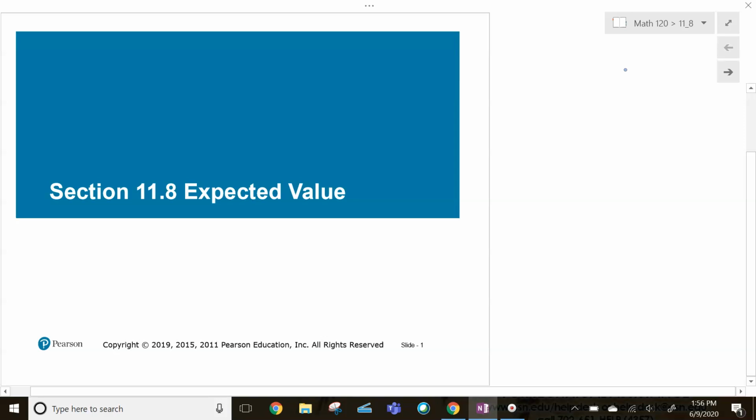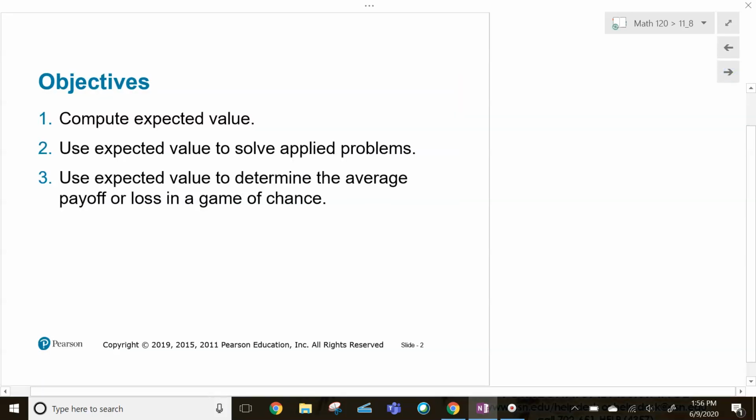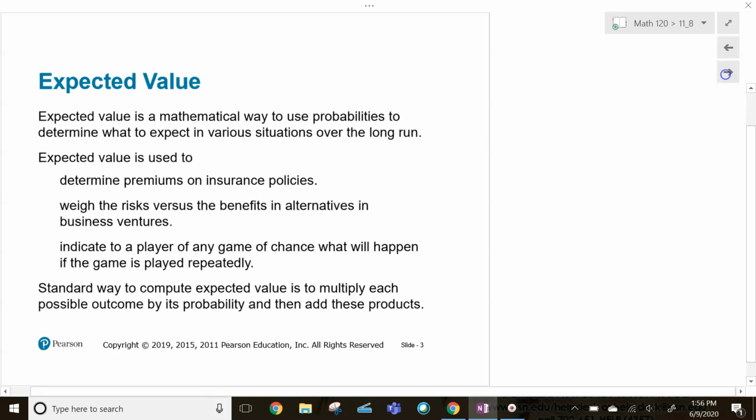We're going to look at expected value today. We're going to compute that and use those concepts to solve some applied problems. So, what is expected value? It's a mathematical way to use probability to determine what to expect in various situations over the long run. That's what you want to remember: over the long run.